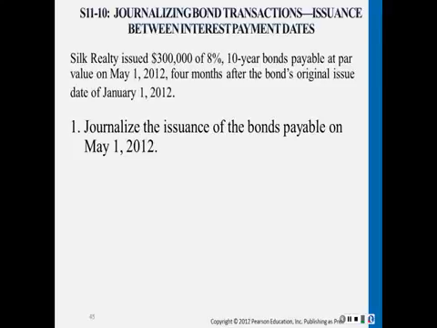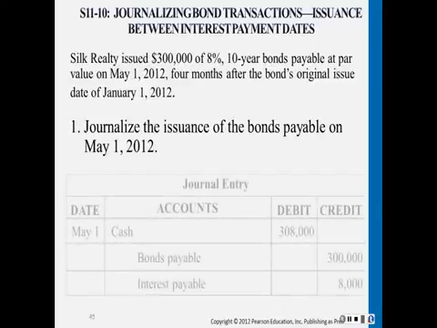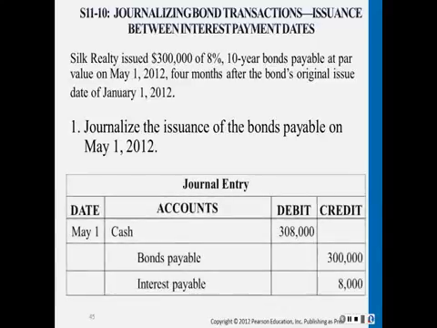Silk Realty issued $300,000 of 8% 10-year bonds payable at par value on May 1st, 2012, for 4 months after the bond's original issue date of January 1st, 2012. Journalize the issuance of the bonds payable on May 1st. May 1st, cash, debit $308,000. Bonds payable, credit of $300,000, and interest payable, credit of $8,000.